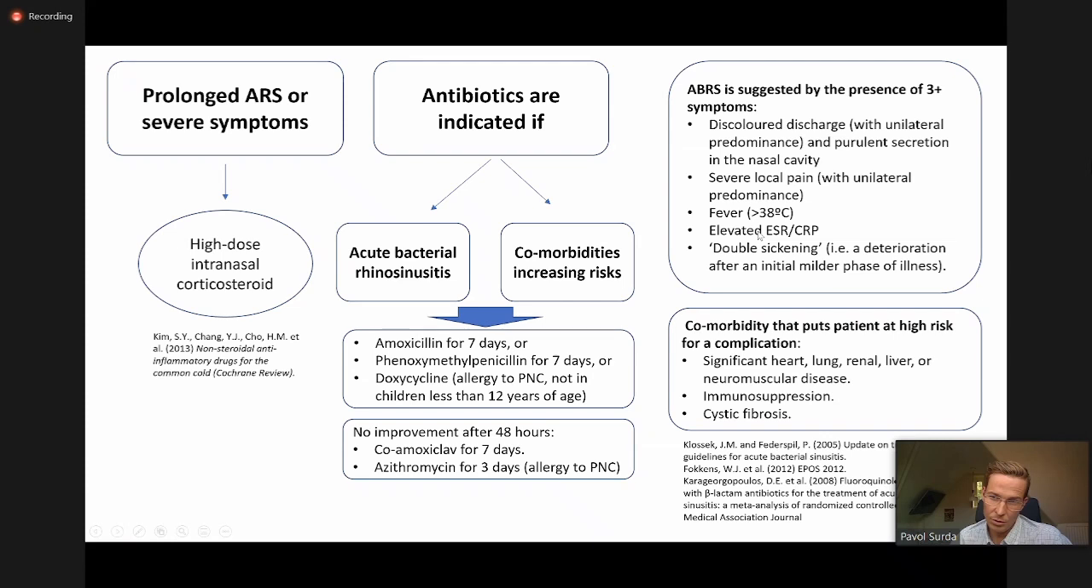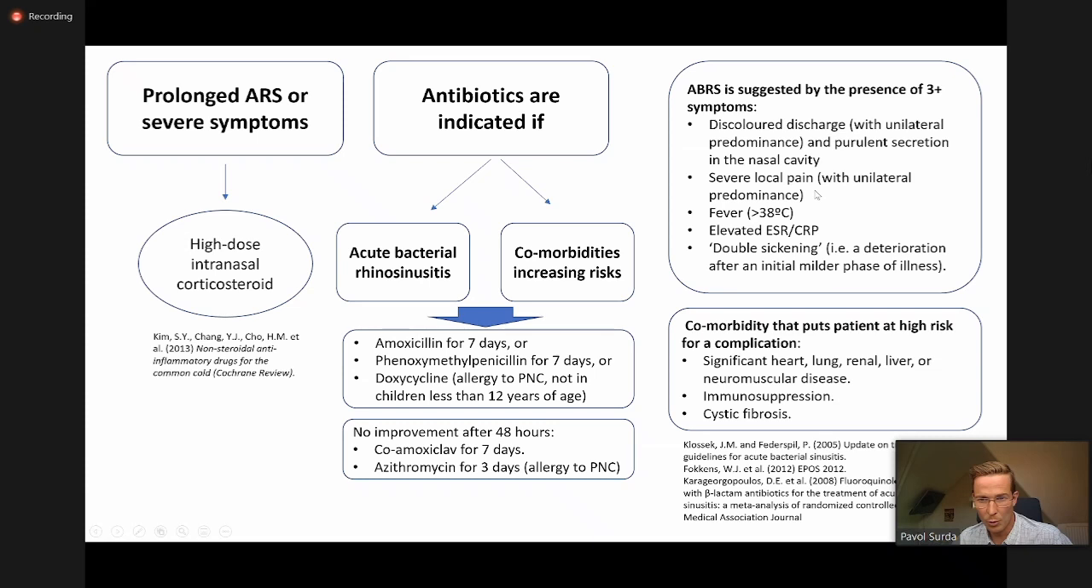In terms of recognition of symptoms that are typical for bacterial superinfection, we would be looking for discolored discharge, severe local pain. When it comes to discolored discharge, really purulent, smelly discharge, green discharge, or yellow discharge. Yellow discharge is typical for infiltration of leukocytes rather than any microbes. And then obviously fever above 38, elevated CRP, and double sickening, which means deterioration after the initial mild phase.